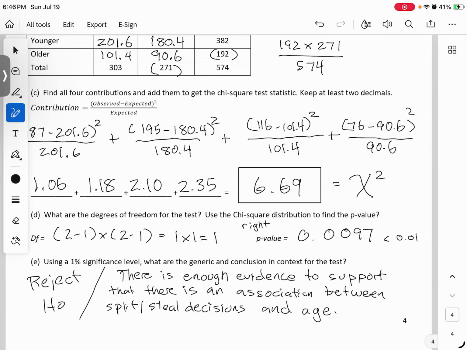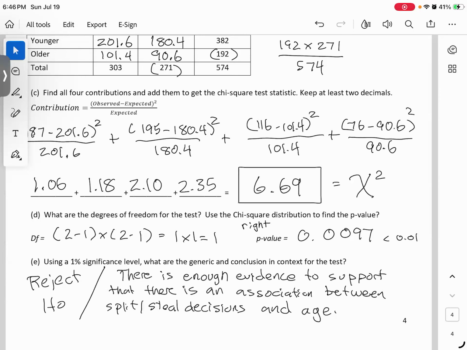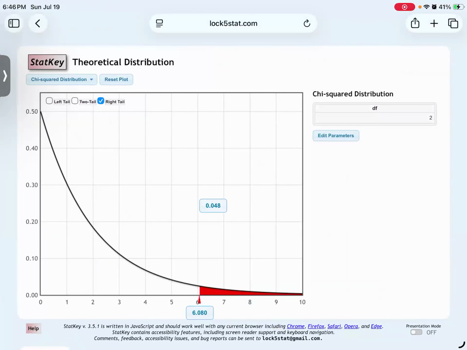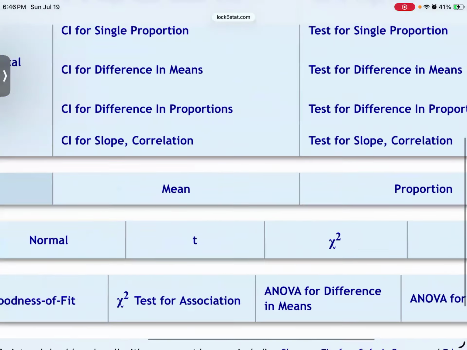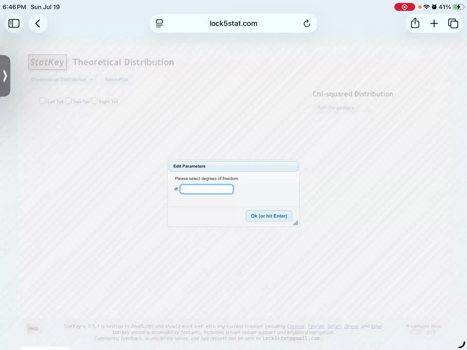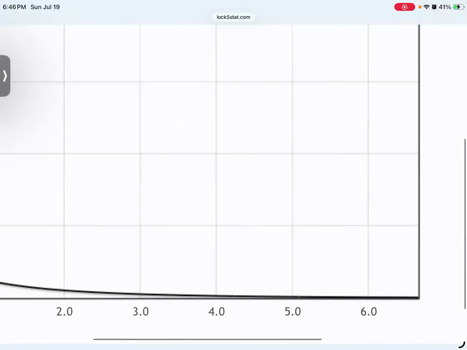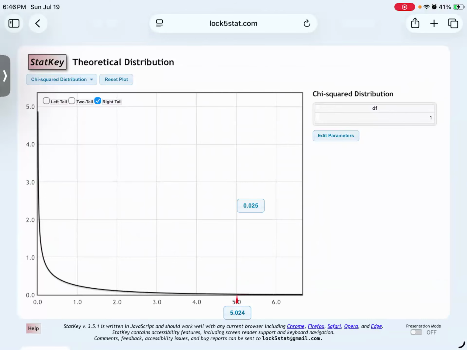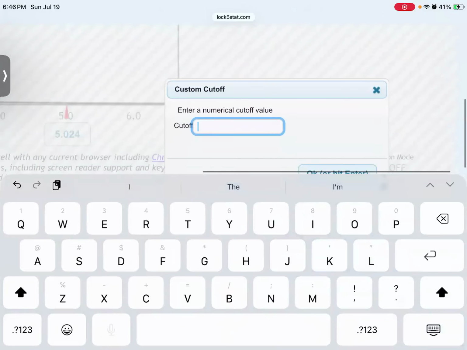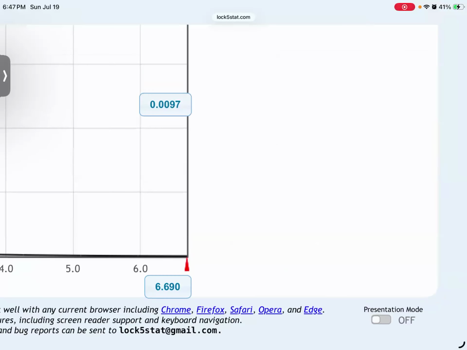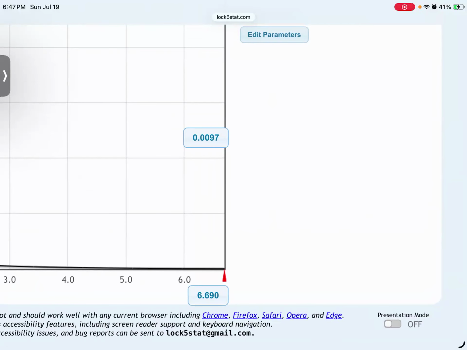But as far as showing you real quick how we got that p-value, just in case you need it, we would be going back to the chi-squared distribution. I'll start from the very beginning. The chi-squared distribution's here. We would put our degree of freedom, which was just a 1. We would hit the right tail, and down at the bottom, we would type in our 6.69 and click OK. And then there's our p-value that gave us the ability to reject.